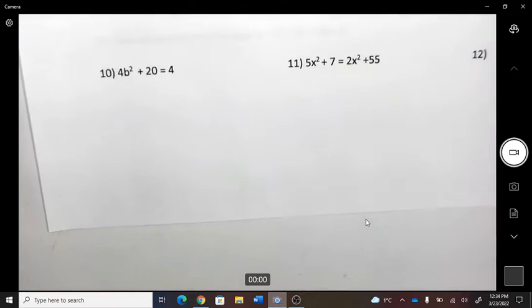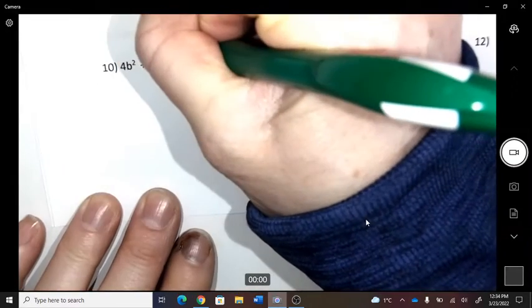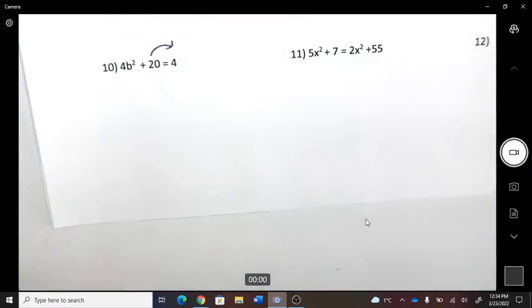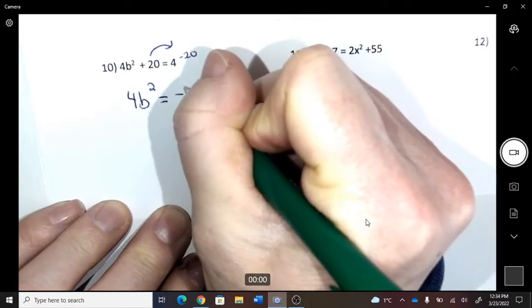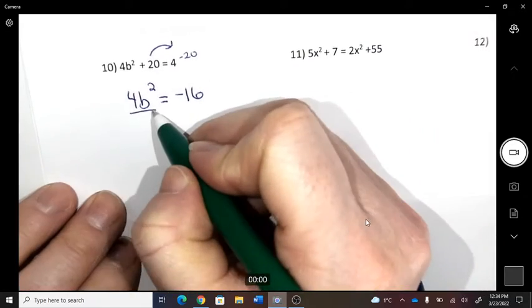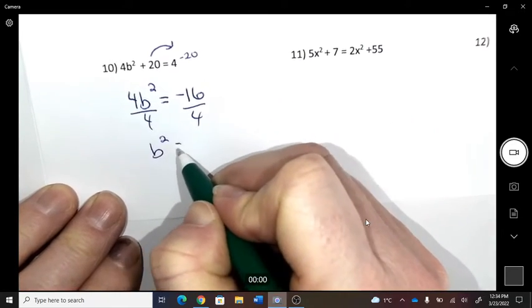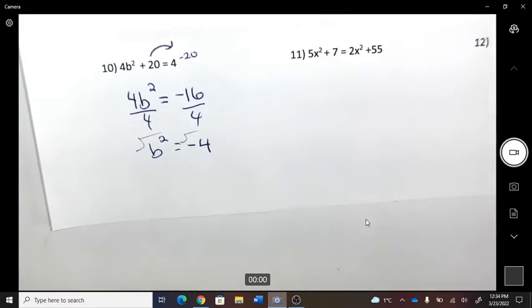Okay, number 10. What do you see for your instincts here? The game plan. One variable I'm going to isolate. So I'm going to move that away. So negative 16. And then I'm going to divide by 4. And then I'm going to square root.